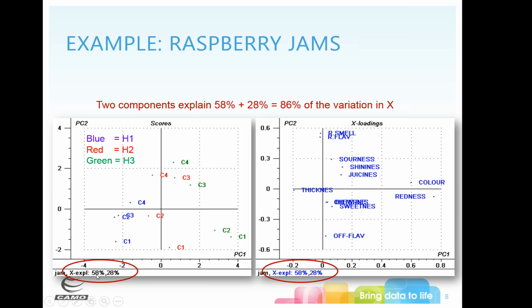We can look at how much of the variation is explained in our loading. So our first loading explains 58% of our data. The second loading explains 28% of our data, the different PCs. So with 2 PCs in this case, we explain more than 80% of our information.